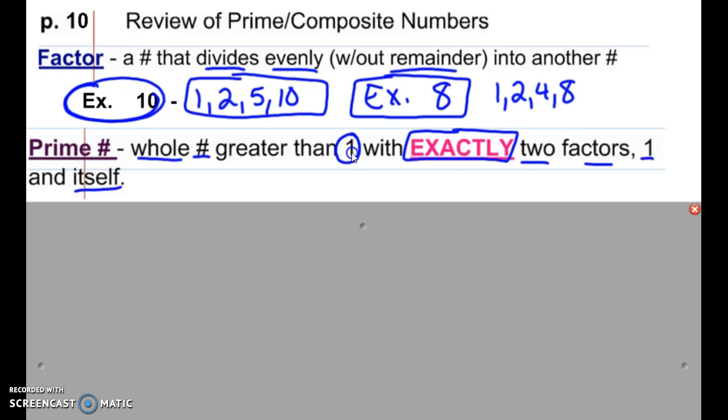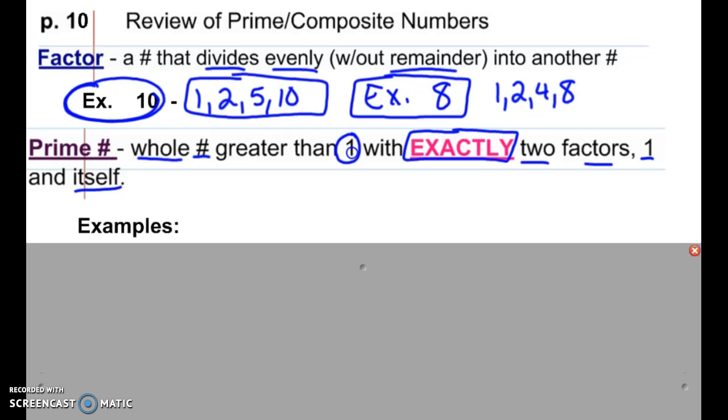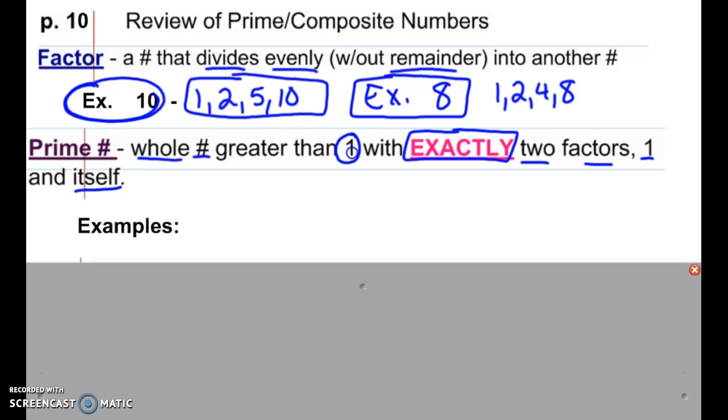So let me go through that again. Make sure you have the definition of prime number. You should have written it neatly. If it's not neat, go back and make your paper neat. A prime number is a whole number greater than 1 with exactly 2 factors, and those factors are 1 and the number itself. For example, pause your video and copy this down.